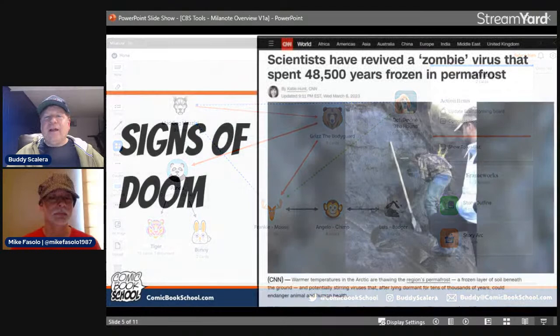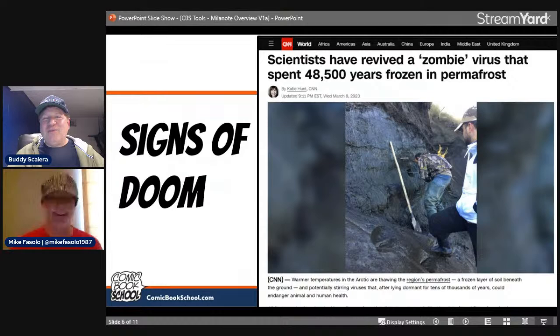All right, good. So I am going to take us along to our next part of the show. This I'm calling Signs of Doom. The headline reads, it should be like, here's the beginning of The Walking Dead, but the show says, scientists have revived a zombie virus. I don't know why they put it in air quotes. If it's a zombie virus, it's a zombie virus. A zombie virus that spent 48,500 years in permafrost, leading you to the question, why did they take this out of the ground?